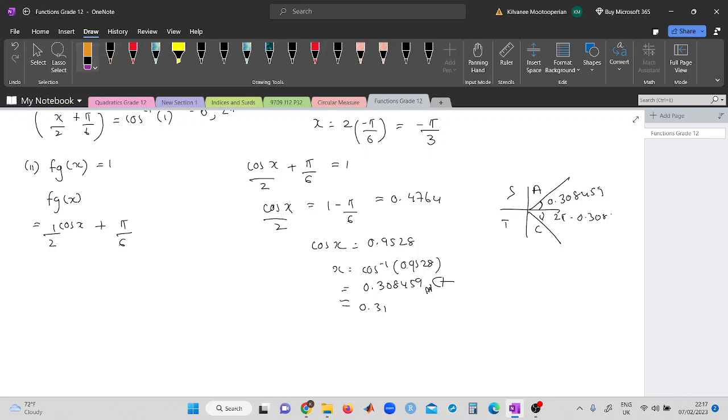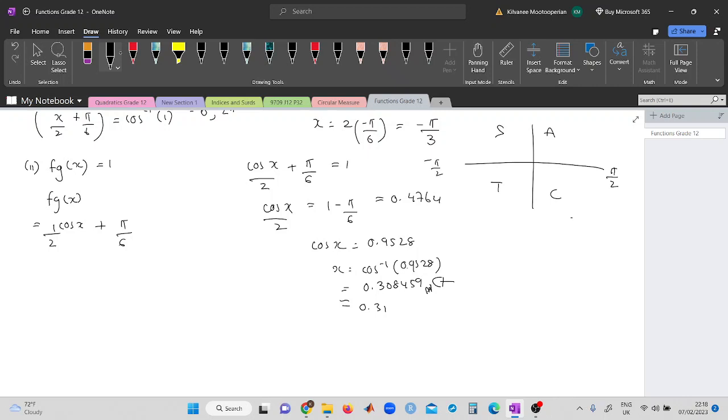There's something here. Let's see the teacher's sheet. Donc là c'est différent, hein. It's pi by 2, it's minus pi by 2. This will be the answer, so plus 0.31. This will be negative 0.31. So you have two answers in this case.